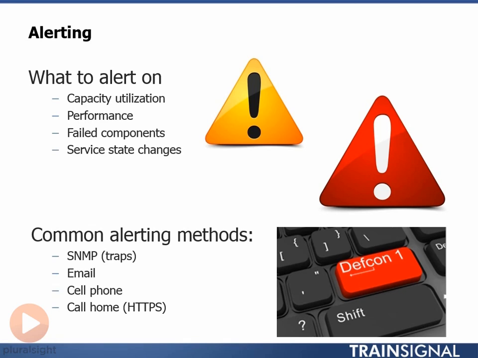And that's alerting. Now let's look at some examples of capacity management.